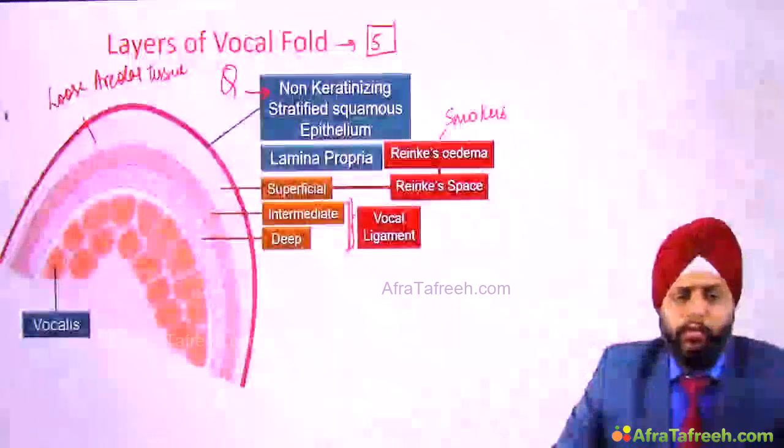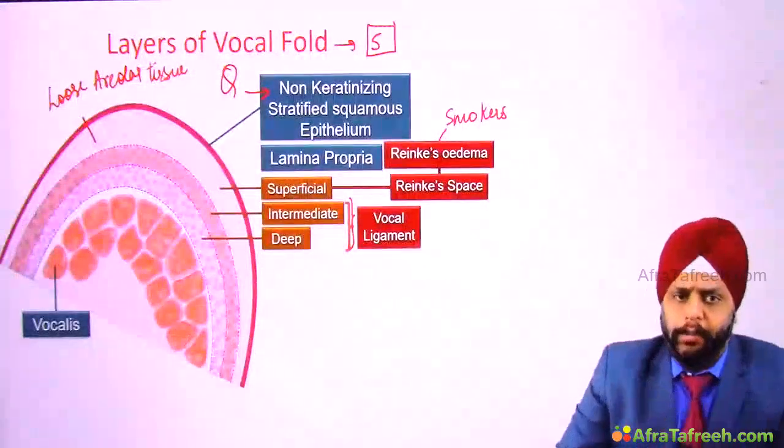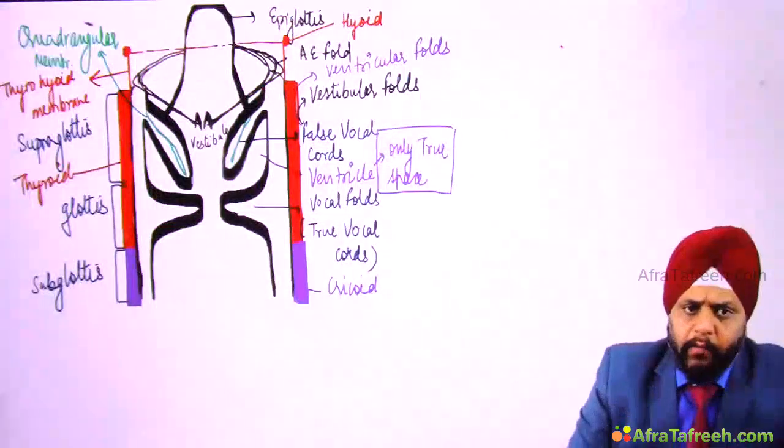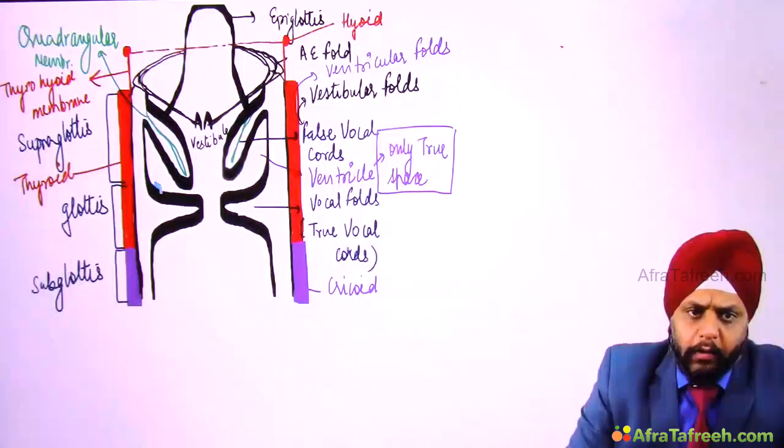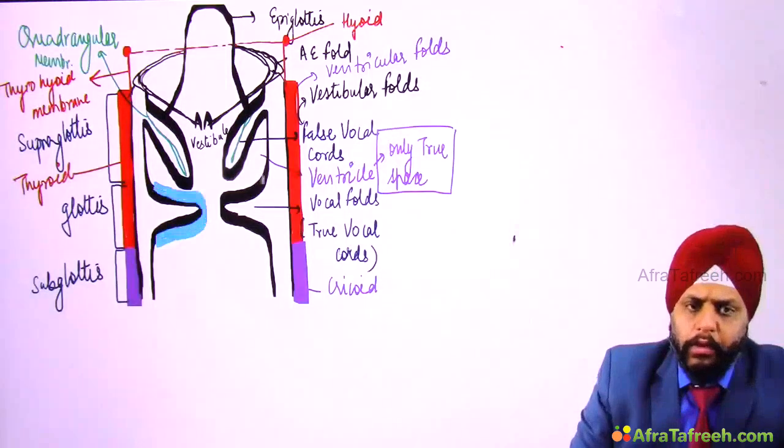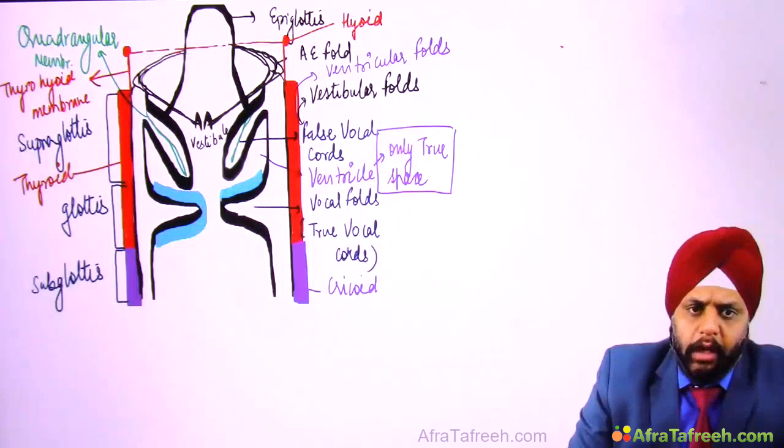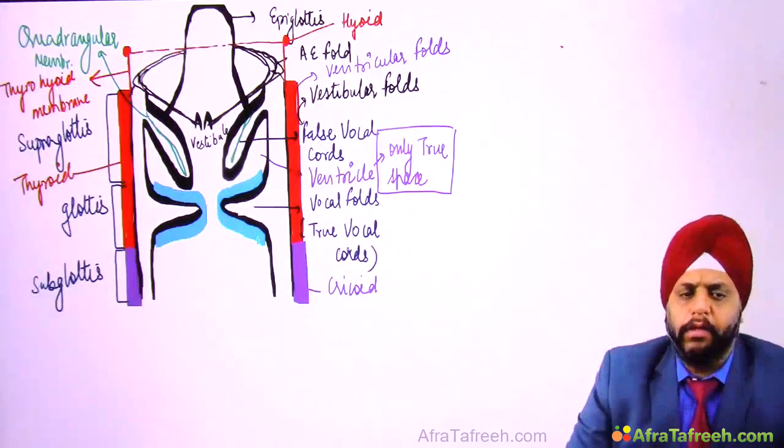Now we go back to the previous diagram. When we look at this diagram, we have just studied the layers of the vocal fold, and with the knowledge we have gained, now we know that these vocal folds are lined by an epithelium. Which epithelium? The non-keratinizing stratified squamous epithelium.